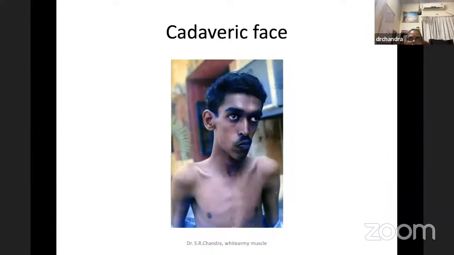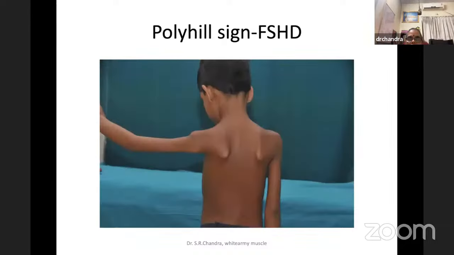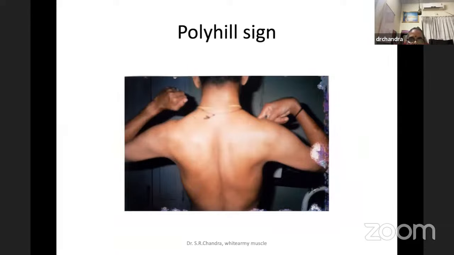And this is the cadaveric facies of myotonic dystrophy. You can see the neck muscles which are thinned out, and masseters are wasted, with expressionless, prominent eyes. This is the cadaveric facies you see in myotonic dystrophy. And this is again another example of the polyhill sign in FSHD. We can see that the brachioradialis is preserved. In most dystrophic muscle diseases, brachioradialis will be wasted or lost. This is one exception you see, that forms the polyhill sign. This is also another example.